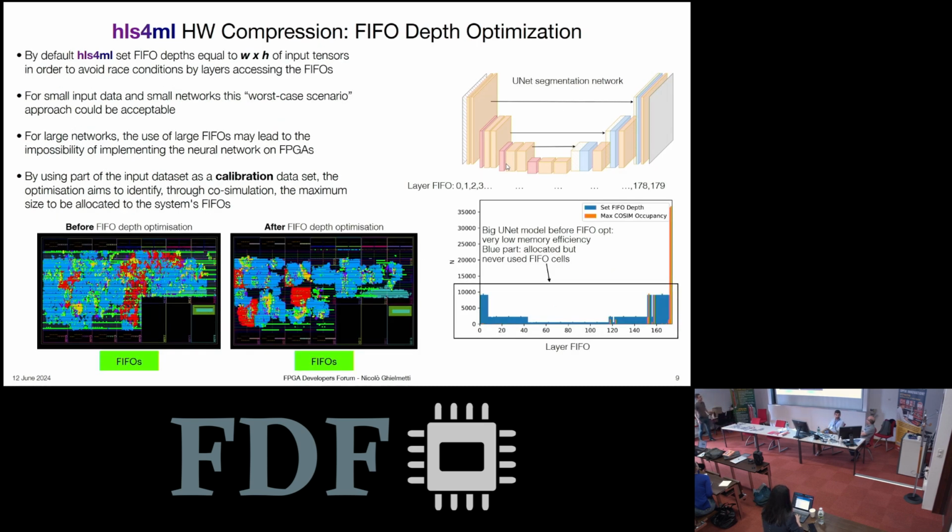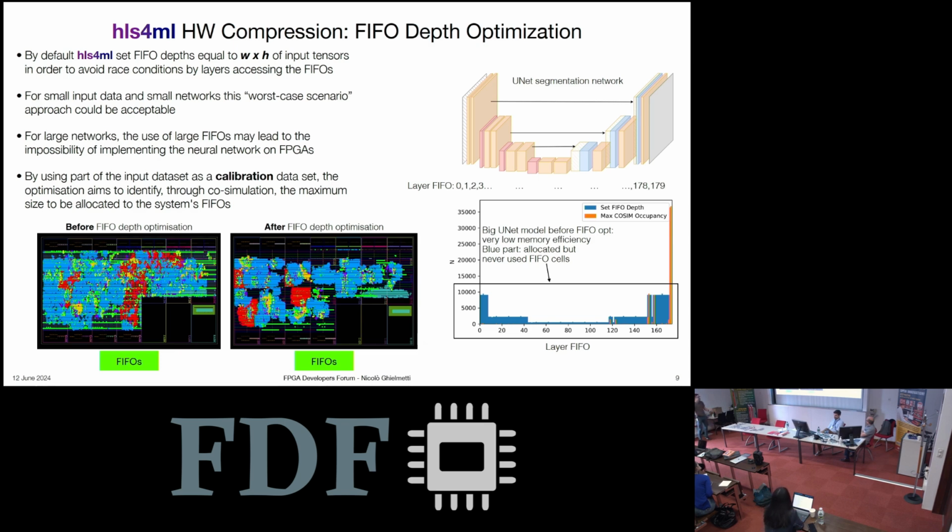There is another interesting compression technique. This happens at the hardware level. As I said, the data are exchanged by using FIFOs. By default, HLS4ML sets FIFOs to a predefined value depending on the input tensor. It has been shown, as you can see on the right plot in the slide, that the FIFOs are typically not fully exploited. The full length of the FIFO is not fully exploited.